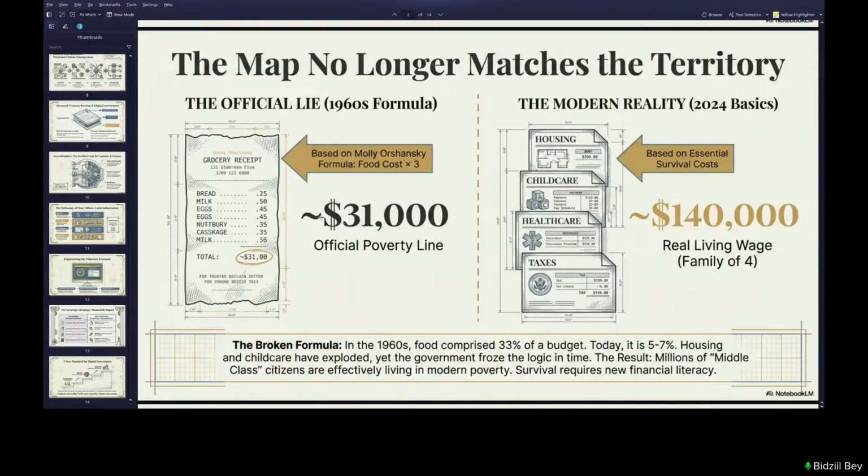And this leads directly to the macro-micro disconnect, why official economic metrics just feel wrong. You hear officials say unemployment is low, inflation is cooling, GDP is growing, everything is fine. But that positive narrative doesn't align with people's lived experience because full employment does not translate to financial security when wages have not kept pace with core costs. People are working, sometimes multiple jobs, and still struggling to make that $140,000 survival threshold.